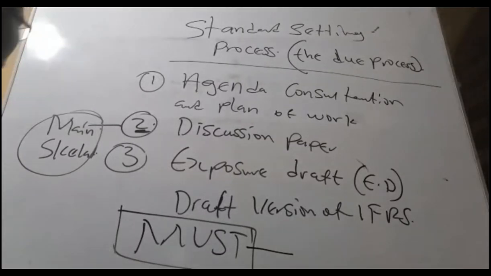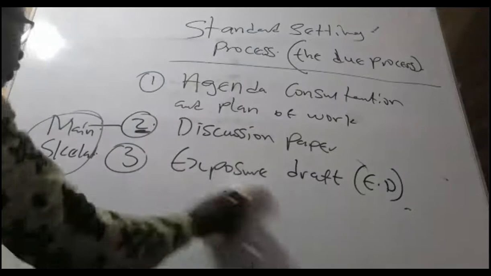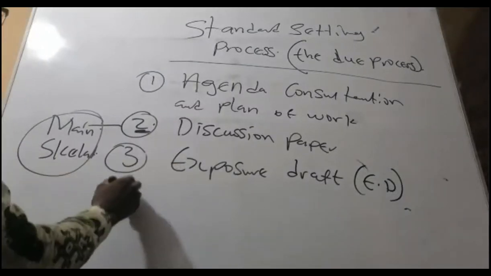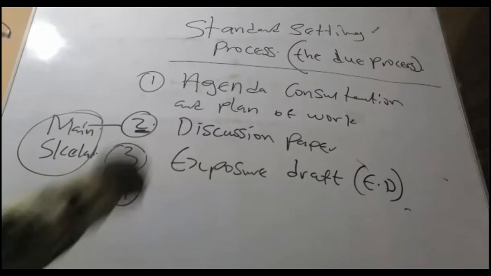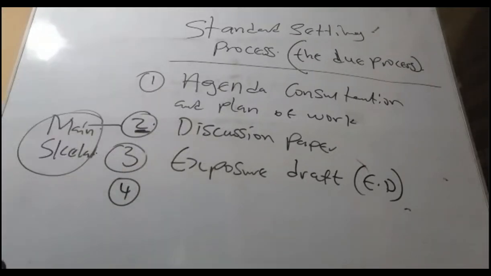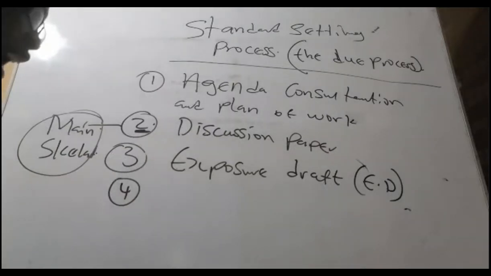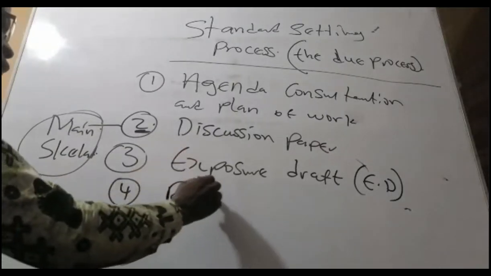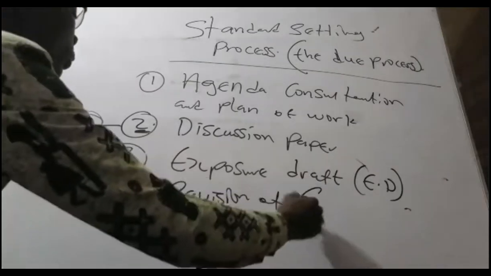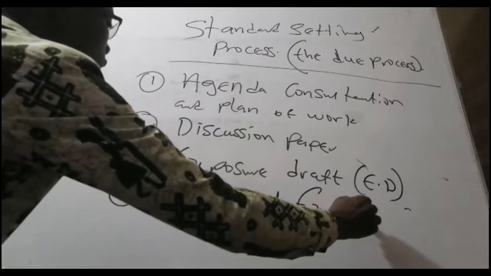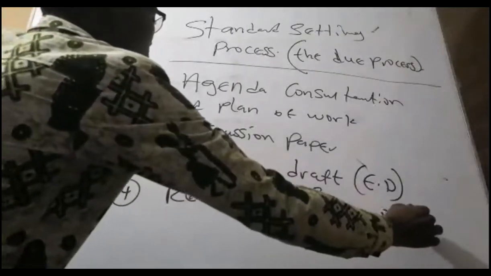Okay, so now let's move on to the fourth stage of the standard setting process, so-called the due process. That's the nickname, the due process. So let's go to step 4. Now, at this stage, if the comment received from the general public required a revision, what do you think will happen? The exposure draft needs to be revised. So you have what you call revision. Revision of what? Exposure draft. So easy, right?